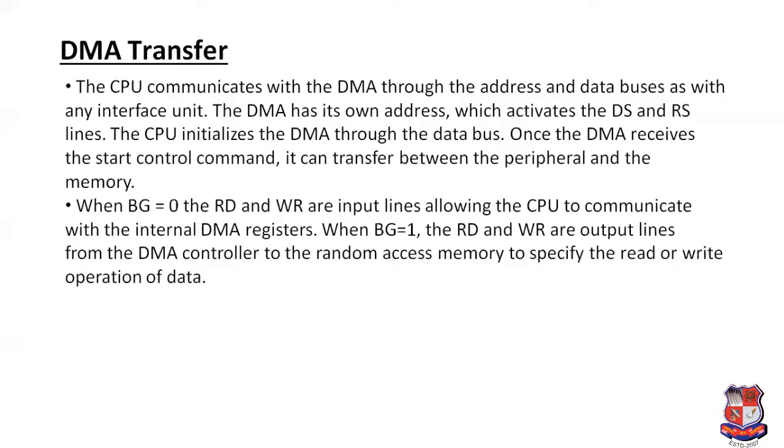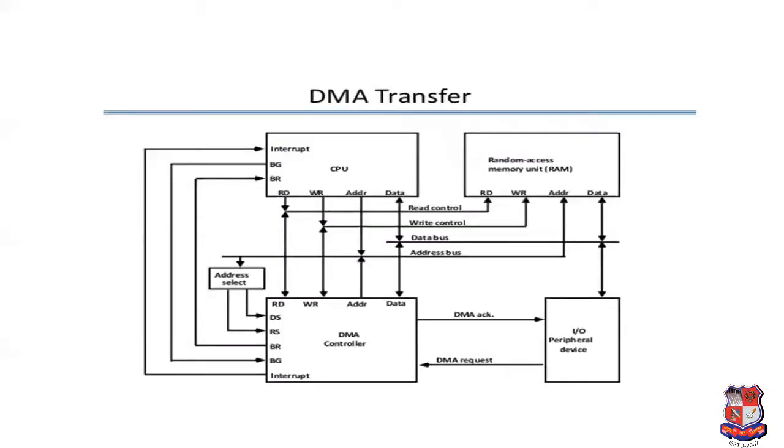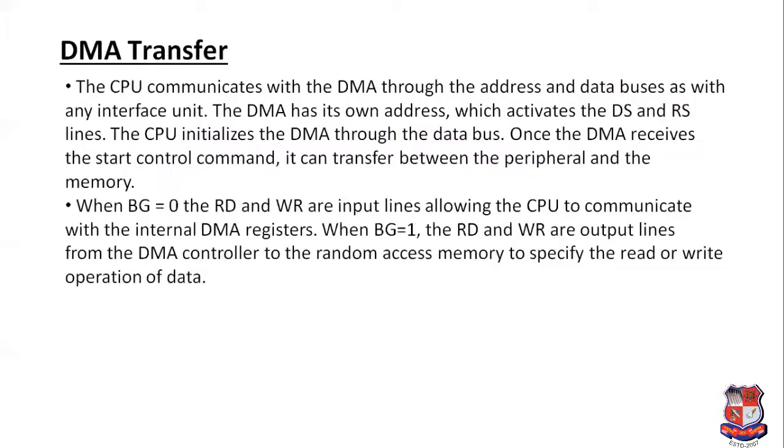When BG, the bus grant signal, is equal to 0, RD and WR, read and write, are input lines allowing the CPU to communicate with the internal DMA registers. When the bus grant signal is 1, the RD and WR lines are output lines from the DMA controller to the random access memory to specify the read or write operation of the data.